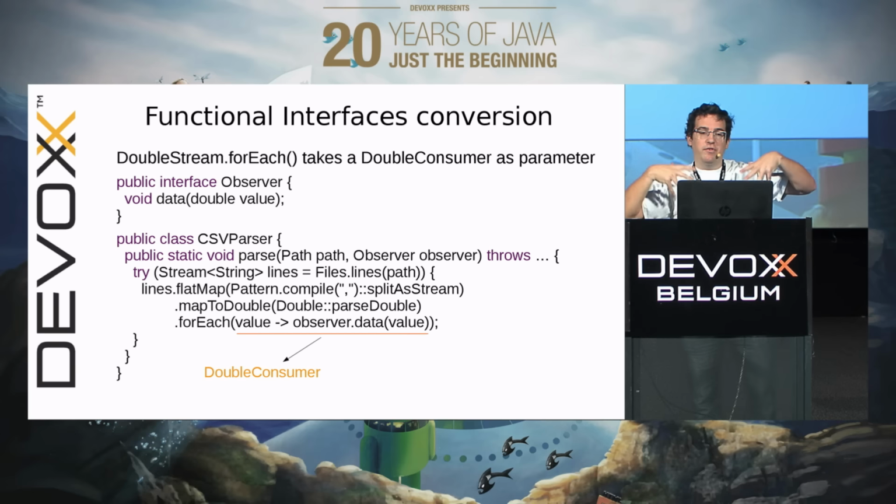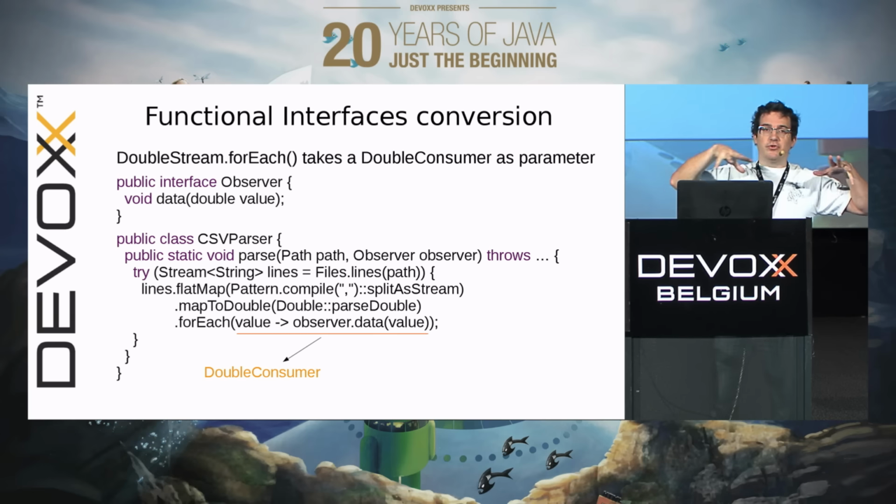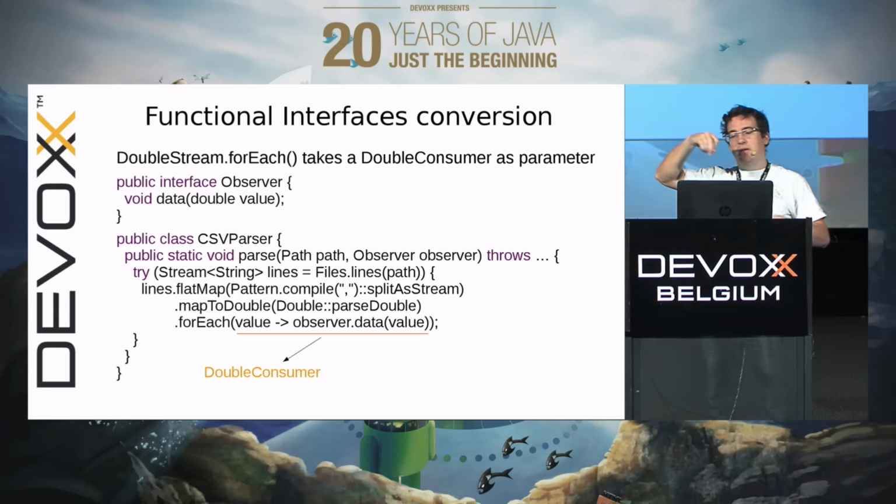So the nice thing with using functional interfaces is that I don't have a function type in Java, I have interfaces. So it works with any interface that was written before Java 8. But the nasty thing is that I have several interfaces that can represent exactly the same function type.